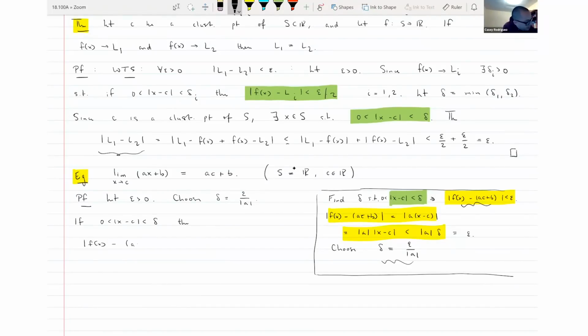And f of x minus (a times c plus b), this is equal to absolute value of a times absolute value of x minus c. So if we take f of x and subtract our proposed limit, ac plus b, we get the absolute value of a times absolute value of x minus c, which is less than the absolute value of a times delta, which equals epsilon, since we chose delta to be epsilon over absolute value of a. Okay, and that's the proof. Are there any questions?